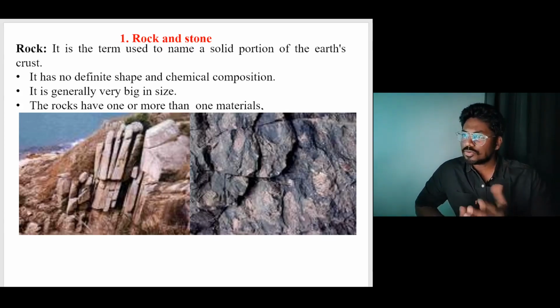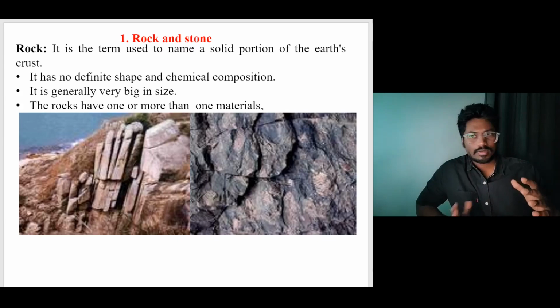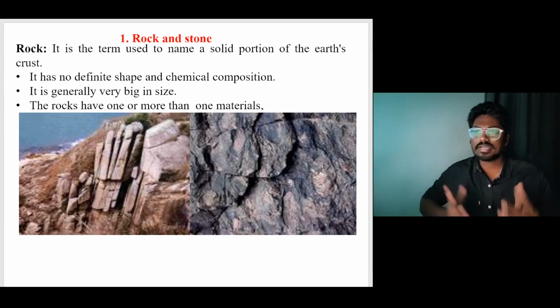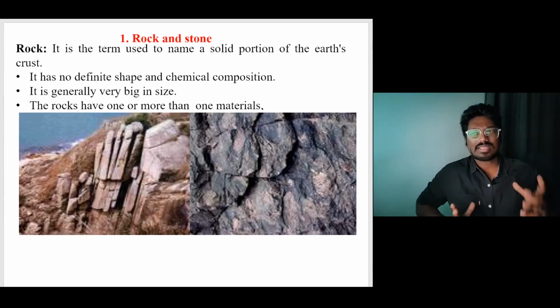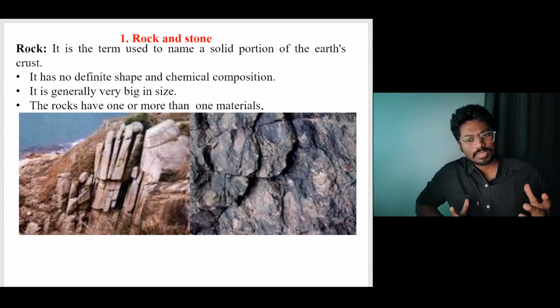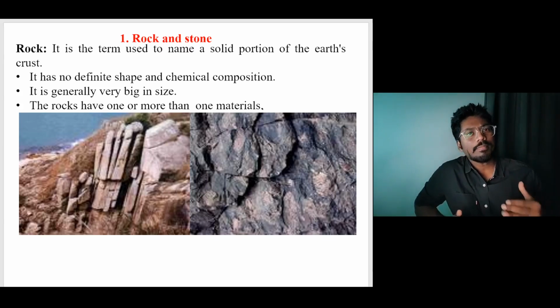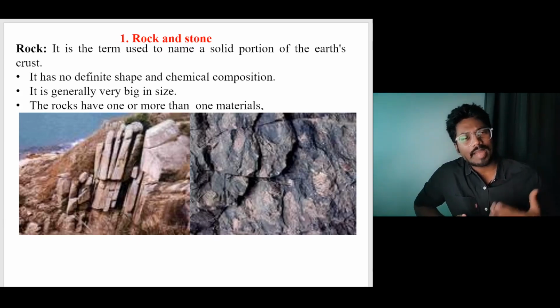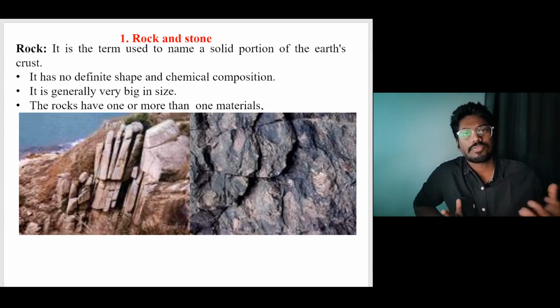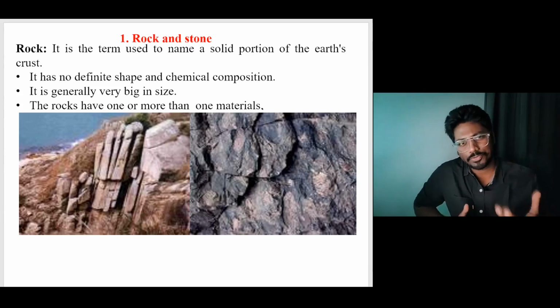Rock is a solid portion coming from the earth's crust, and it has no definite shape, and there is not much of a chemical composition which is very specific. It can be very varying. Sometimes it is more homogeneous, etc. It's generally very big in size, since it's coming directly from the crust. Rocks have one or more materials in them. It can be of a homogeneous material throughout, or it can have a number of different materials clubbed together into a single piece of rock.